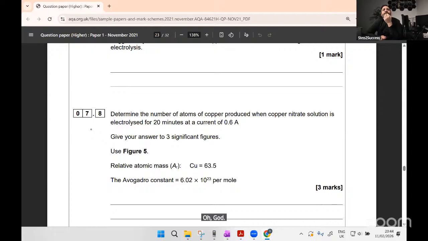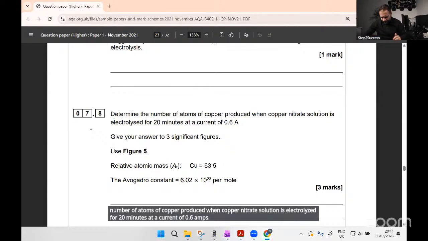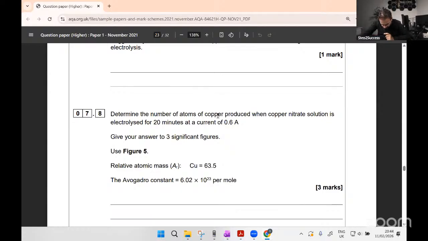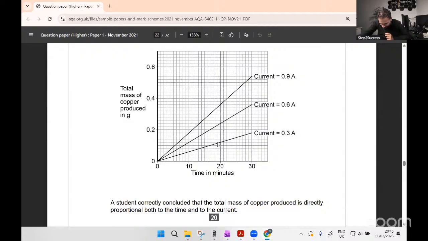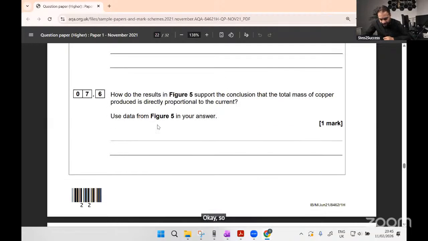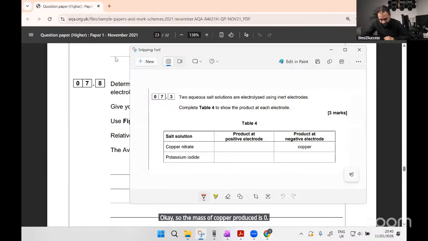Number of atoms of copper produced when copper nitrate solution is electrolyzed for 20 minutes at a current of 0.6 amps. Okay. So let's go to the 20-minute line at 0.6 amps and see what it says. 20-minute 0.6 is 0.22. Make sure that is correct. No, 0.24, it's going up in twos. 2, 2, 2, 4, 2, 6, 2, 8, yeah, 0.24 there. Okay, so the mass of copper produced is 0.24 grams.